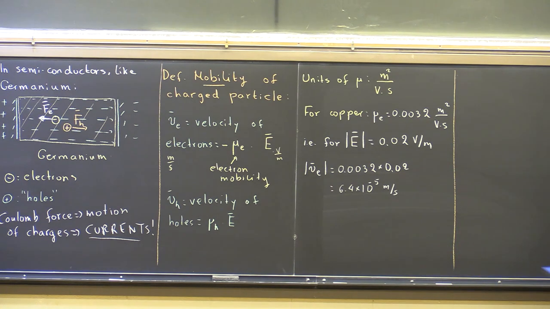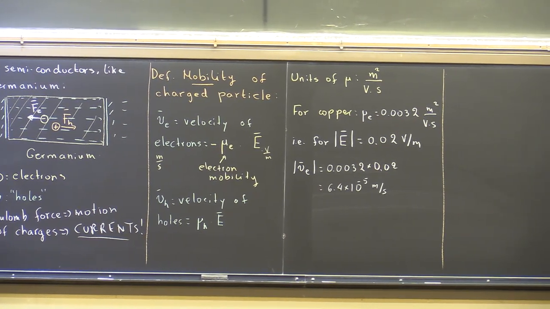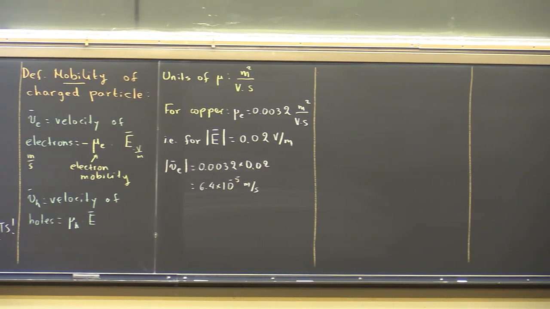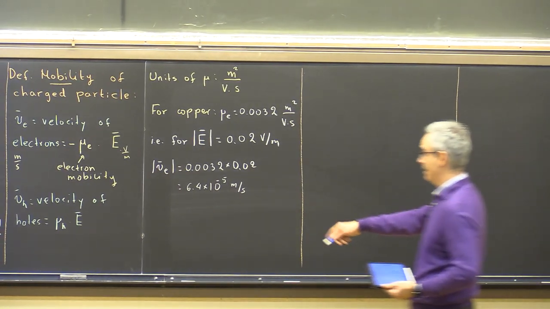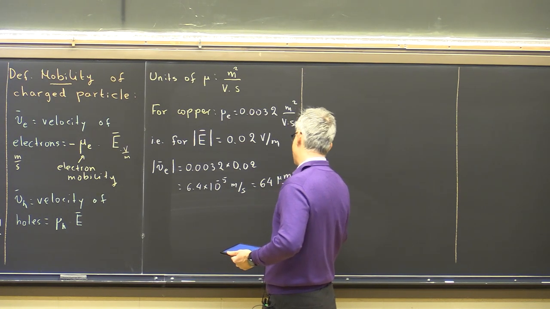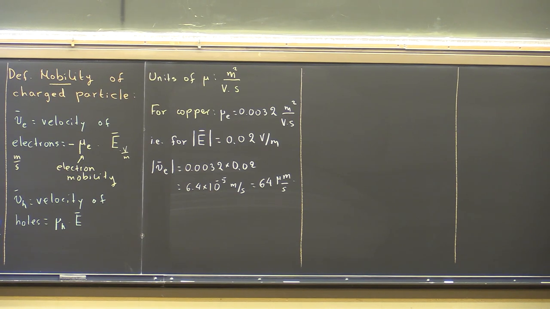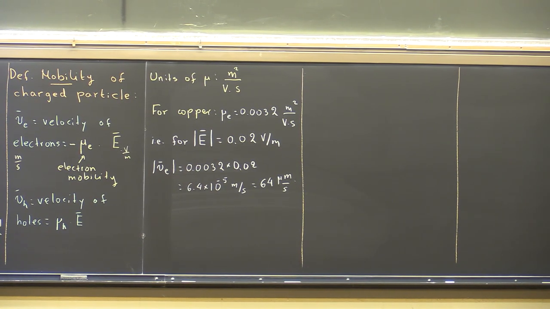So obviously these are not Formula One speeds. However, for a crystal, they are humongous speeds. This is something like 64 microns per second, so you can calculate how many angstroms per second. This is actually a very high speed for the crystal of a material, and it shows really that indeed copper is a good conductor.